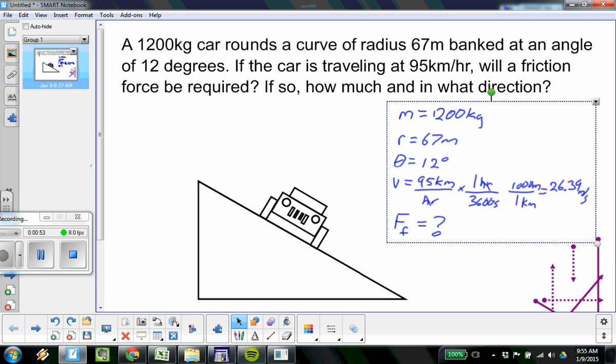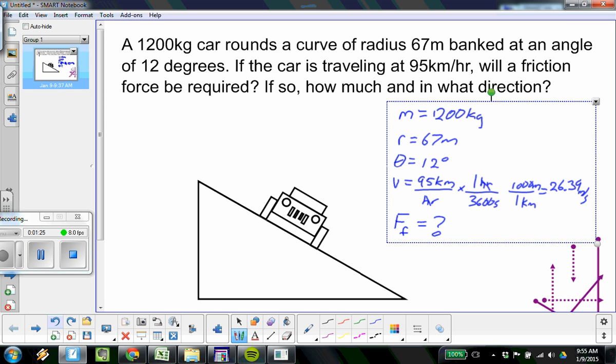but converting that from kilometers per hour to meters per second, we have 1 hour is 3,600 seconds, so the hours cancel out. And then we have 1 kilometer is 1,000 meters, so the kilometers cancel out, and that gets us to 26.39 meters per second. So you can keep that in mind for a couple of minutes as we work.